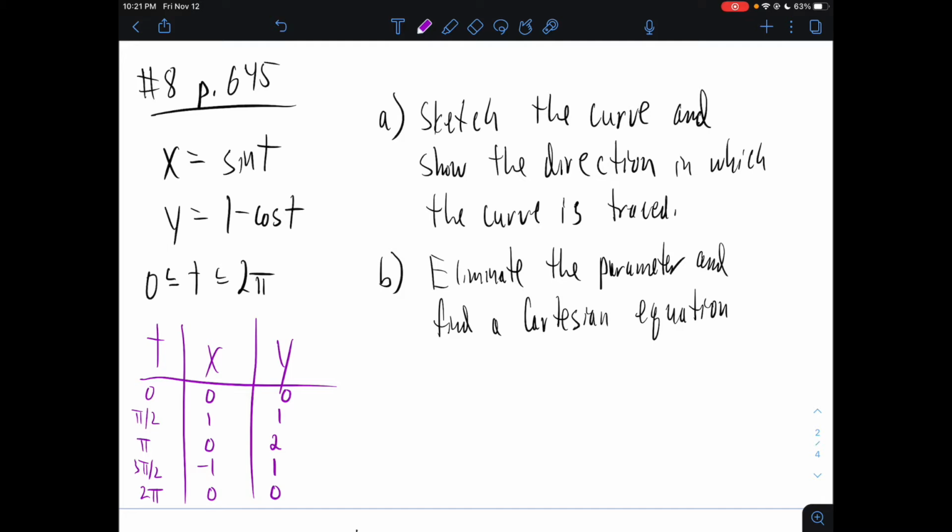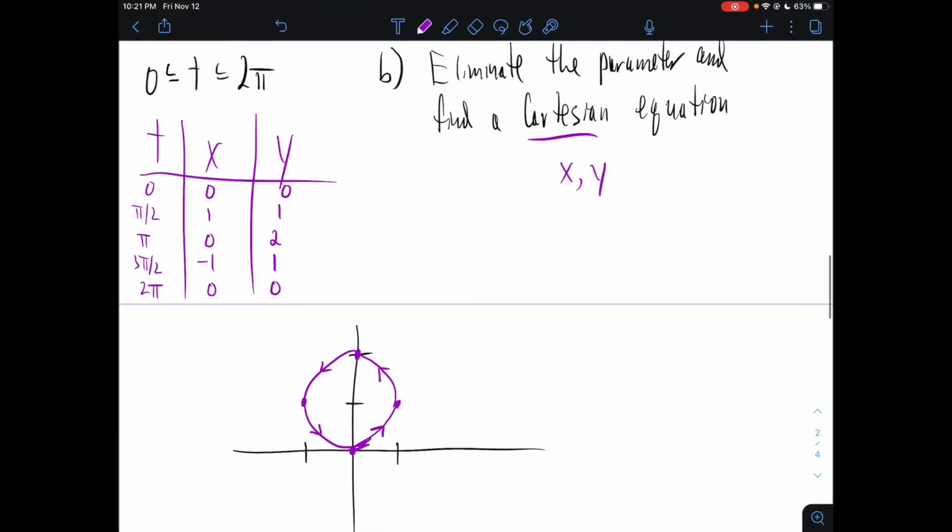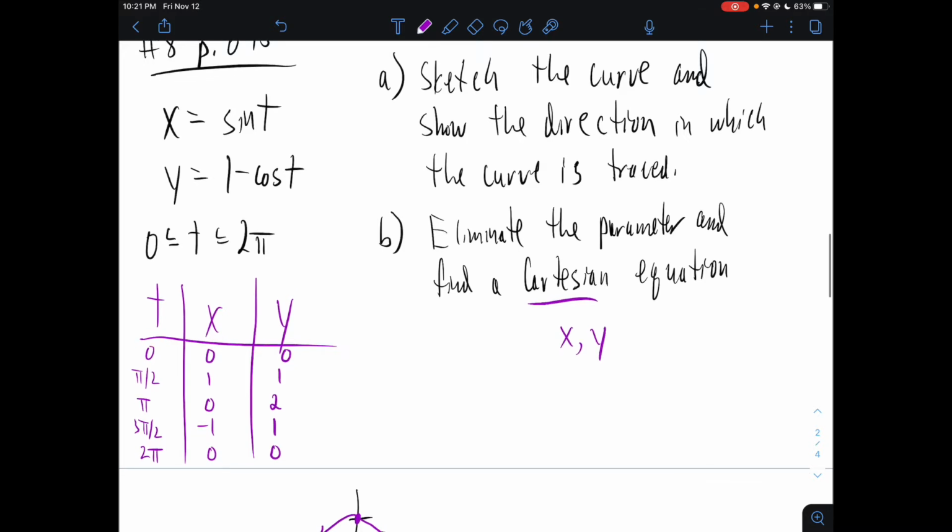So now let's eliminate the parameter and see how we get a Cartesian equation, something involving just x and y. And we can see how we get an equation of a circle. So how would we do that? Well, think of trigonometric identities. Think of x squared plus y squared is equal to r squared. And then think of the Pythagorean identity of sine squared t plus cosine squared t is equal to 1. That gives you a clue of how we could find something related to a Cartesian equation.